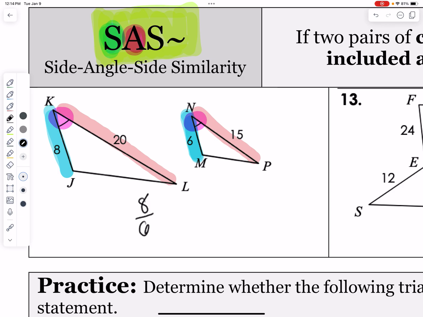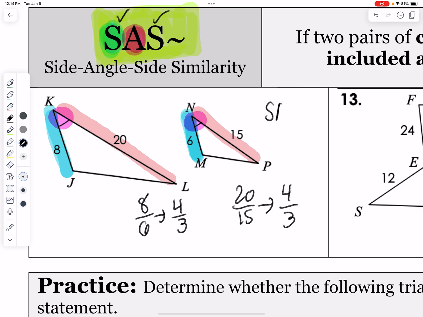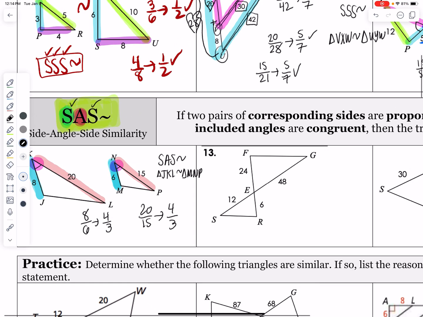8 over 6 reduces to 4/3, and then 20 over 15 also reduces to 4/3. So those two sides were in the same ratio, and so by side, angle, side similarity, these triangles are going to be similar to each other. So I could say triangle, let's say I did JKL, that goes across blue and then across pink, is going to be MNP, across blue and then across pink.